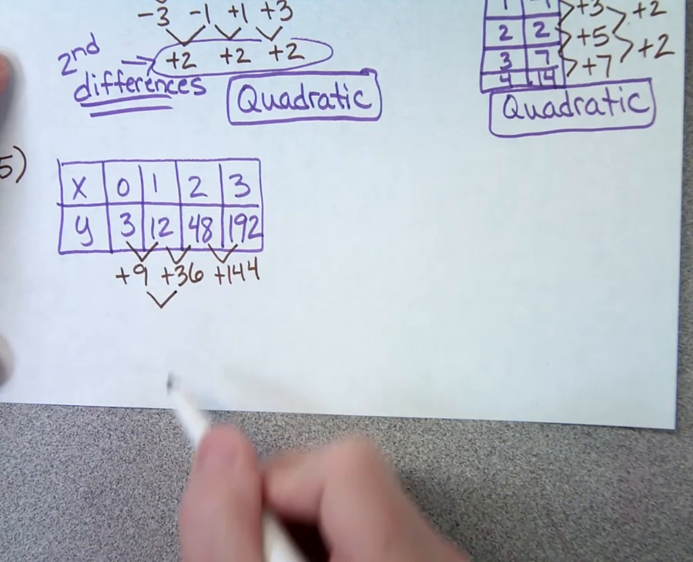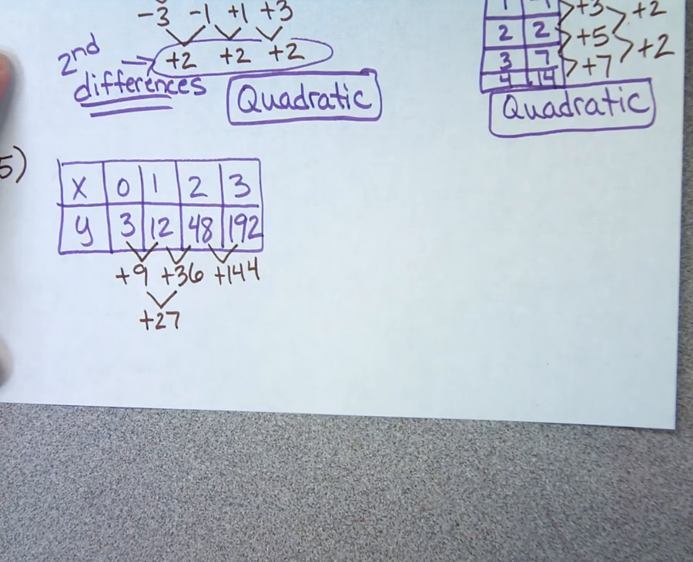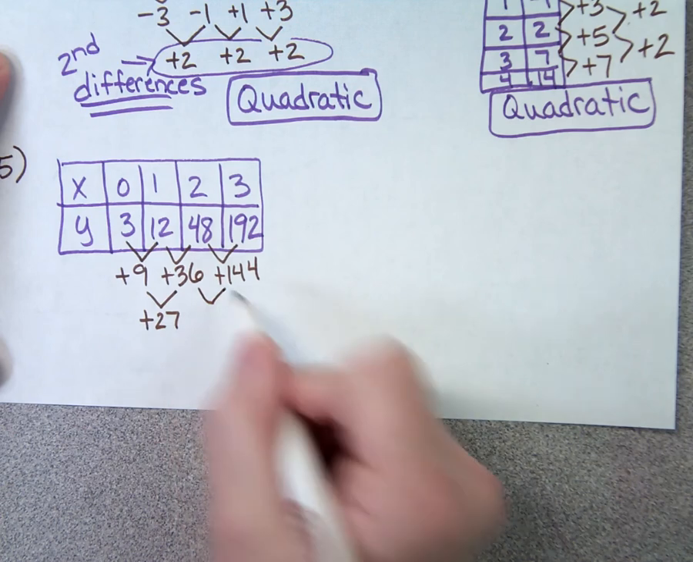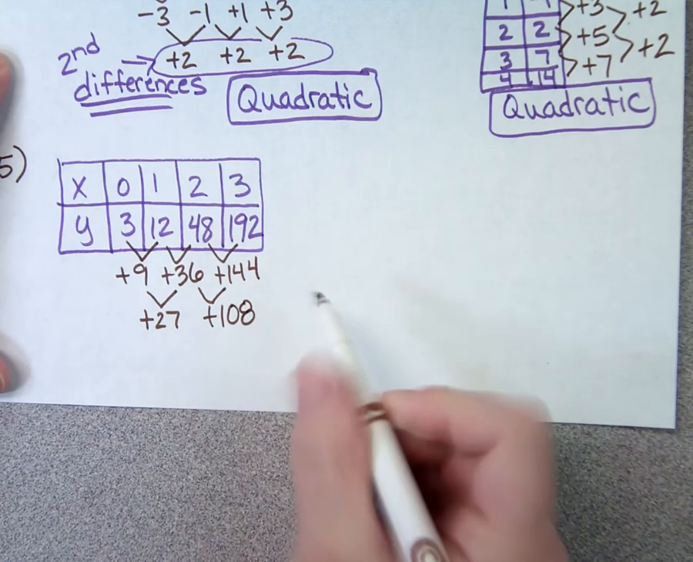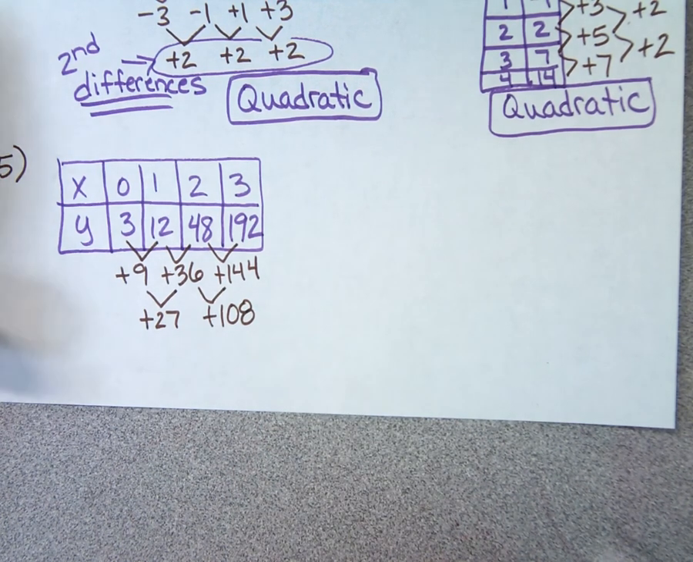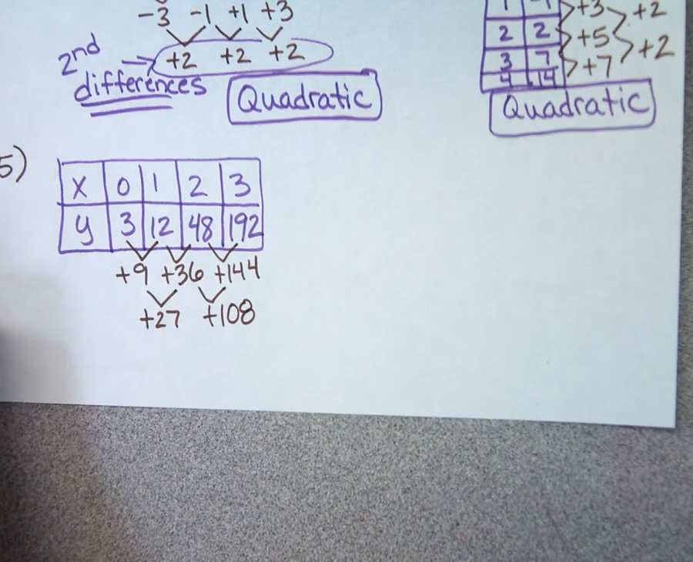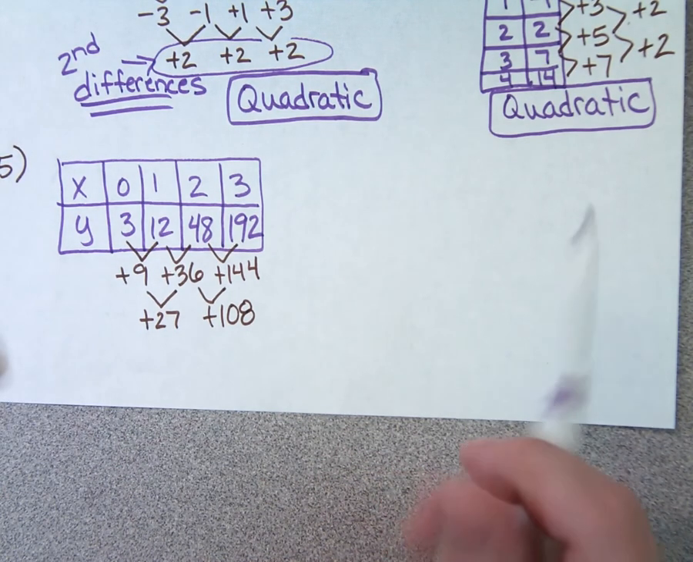How do you get from 9 to 36? You go up 27. How do you get from 36 to 144? You go up 108. This one, my first differences aren't the same, my second differences aren't the same, so I'm going to check for something else. I'm going to check to see if I get the same quotient every time.